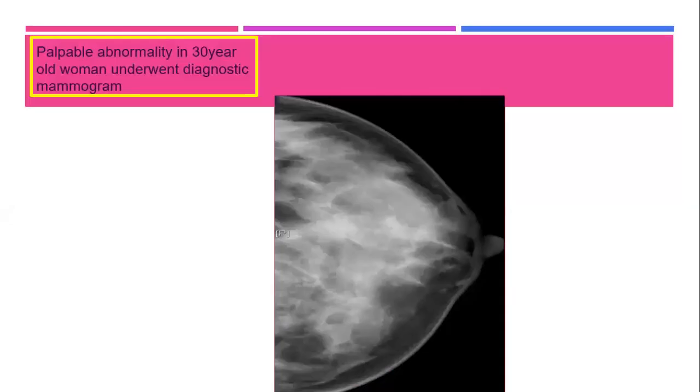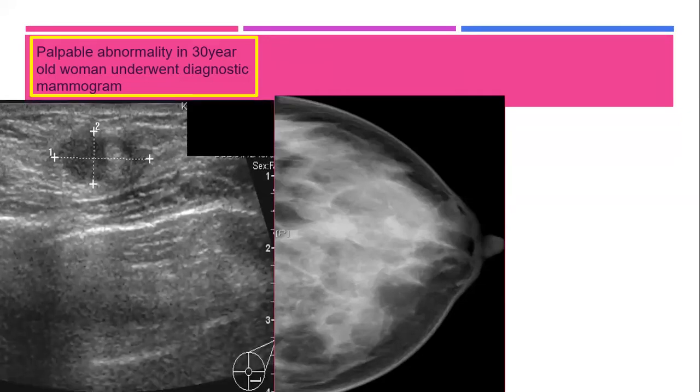Okay, this lady is 30 years old, having a palpable abnormality, and underwent a diagnostic mammography. Could you pick an abnormality in her breast? In the central part of the breast, there it looks like a mass or asymmetry, a focal asymmetry. There is asymmetry seen only on the CC view, could not be appreciated in the other. So, asymmetry.